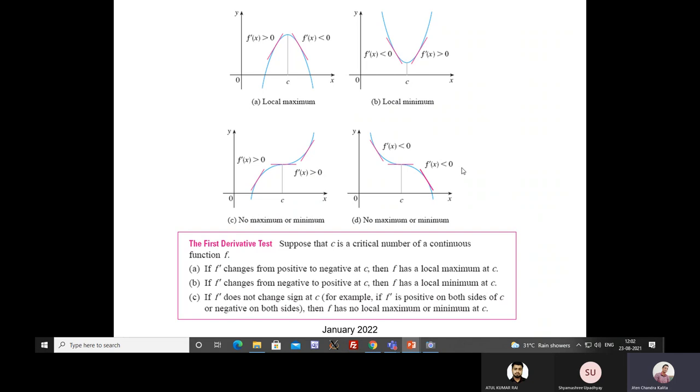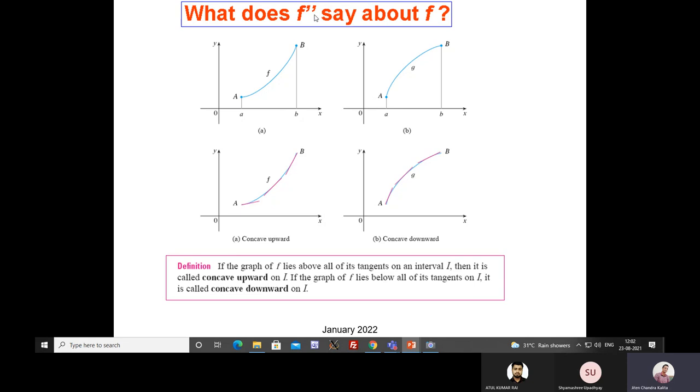Okay, fine. So now we will think about what the second derivative says about the graph of the original function. Here, the graph is intentionally drawn like this, a graph of a function in an interval AB. In fact, I should have given a definition right now. In this particular case, if you look at the tangents, you can see that the graph of the function always lies above the tangent. Whereas in this particular case, the graph of the function always lies below the tangent.